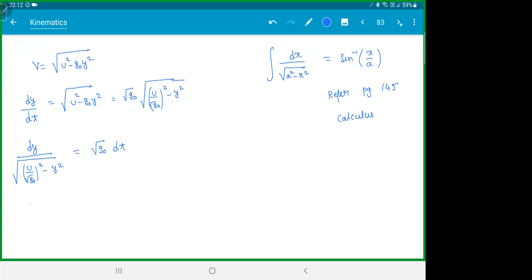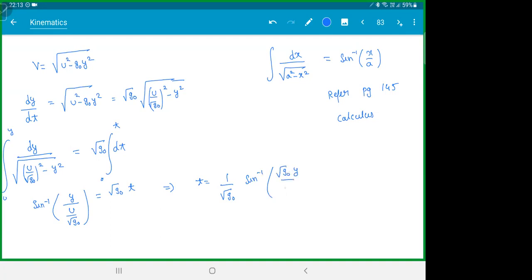So now if I substitute here, in place of a we have u by root g naught. So this would be sine inverse y by a, that is u by root g naught, equal to root g naught into time, with limits zero to time and zero to y. So this turns out to be t is equal to 1 by root g naught sine inverse root g naught y by u. So this is the time taken to reach height y.